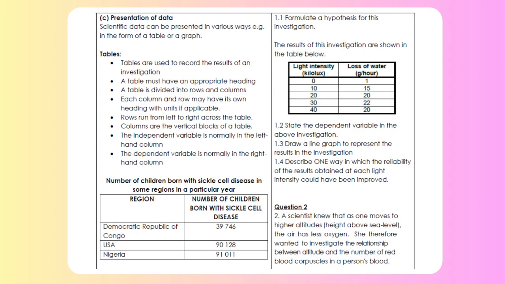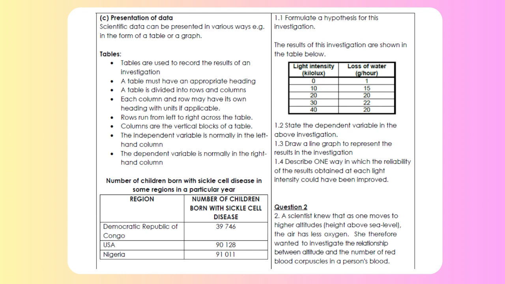C. Presentation of data. Scientific data can be presented in various ways, e.g. in the form of a table or a graph. Tables. Tables are used to record the results of an investigation. A table must have an appropriate heading. A table is divided into rows and columns. Each column and row may have its own heading with units if applicable.